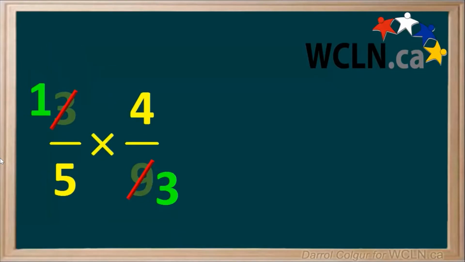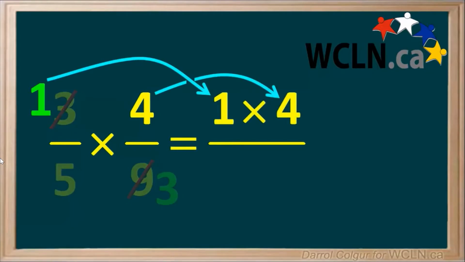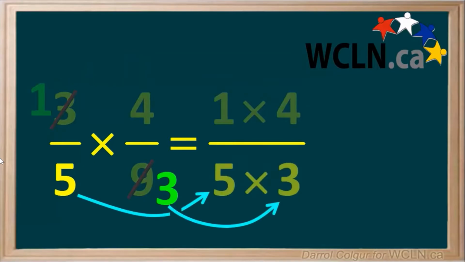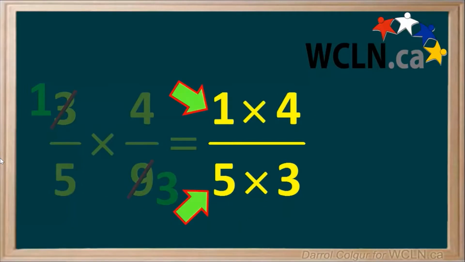Now we're left with 1/5 times 4/3. When we multiply these two fractions, we can combine them into a single fraction. The 1 and the 4 are both the numerator of the new fraction, and there's a multiplication sign between them. And the 5 and the 3 are both in the denominator of the new fraction, and there's also a multiplication sign between those. So this fraction is 1 times 4 over 5 times 3.